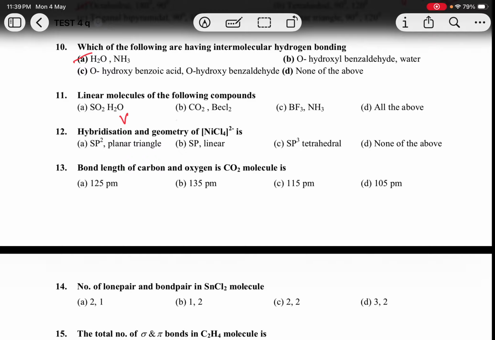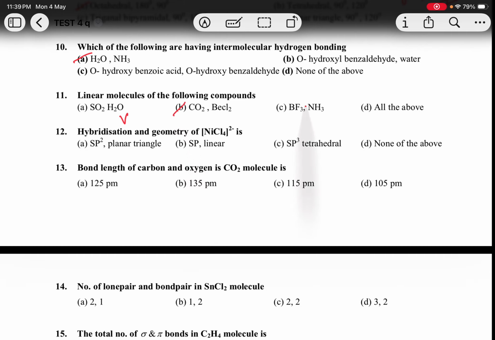Next, B, CO2. CO2 undergoes sp hybridization. It has linear structure. BeCl2: beryllium belongs to 2nd group. 2 valence electrons form 2 sigma bonds with 2 chlorine atoms. So it undergoes sp hybridization. The structure is linear. So this is the right answer.